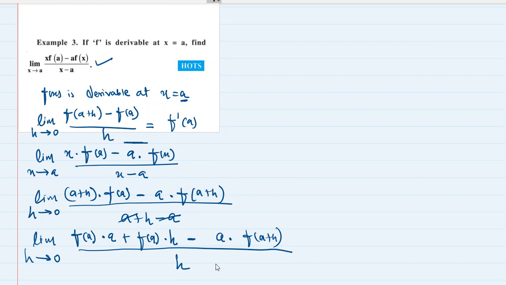Are you with me here? Just don't lose the touch, okay? Because this is a little tricky, but it's not. We have to just go ahead with our regular method, regular concept, and we will get the answer. Okay, now what next?